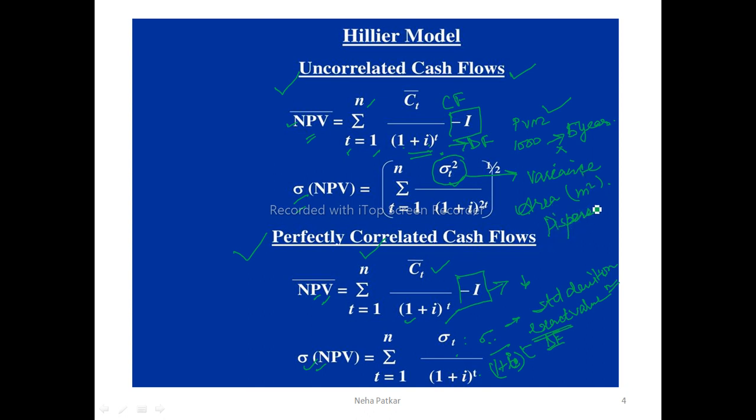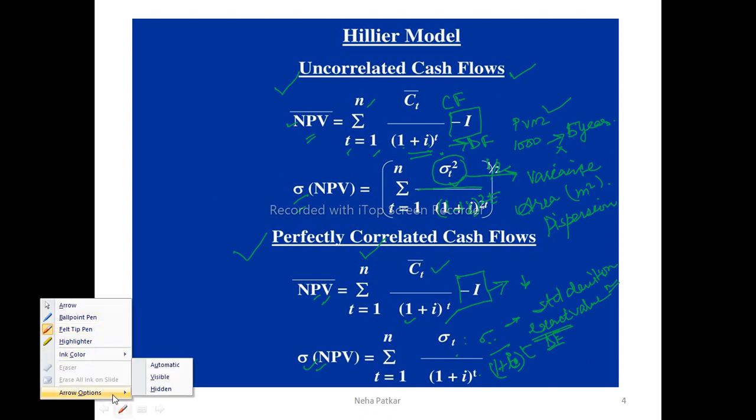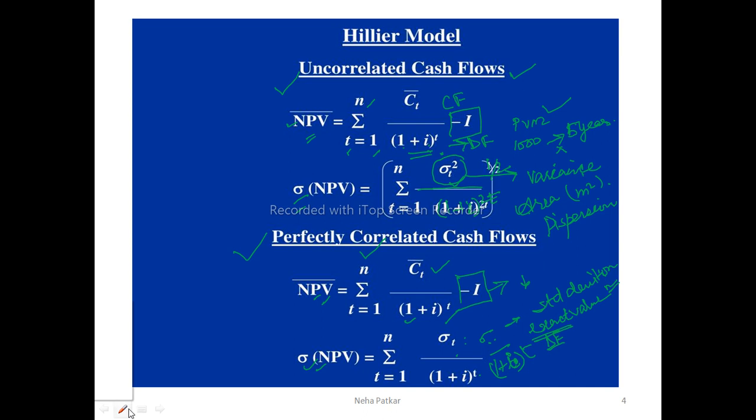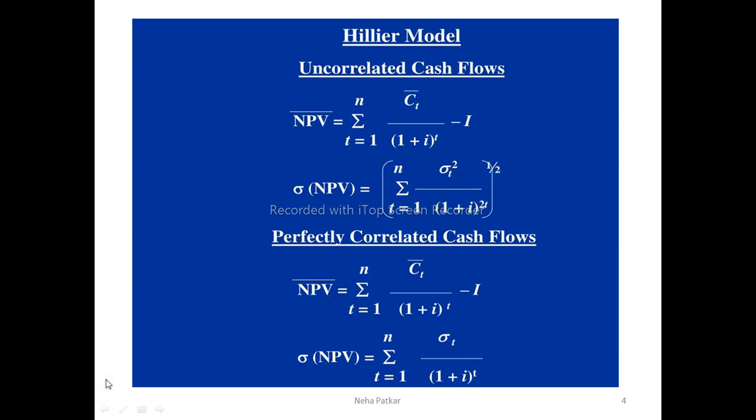Okay. So as we are using sigma square here, we have to take the square root, that is the power 1 by 2. And similarly, in the denominator, (1 plus I) to the power, instead of t, we need 2t here. Okay. So these are the formulas we are going to use in our numericals. Okay. So please learn these formulas and understand the concept of this.